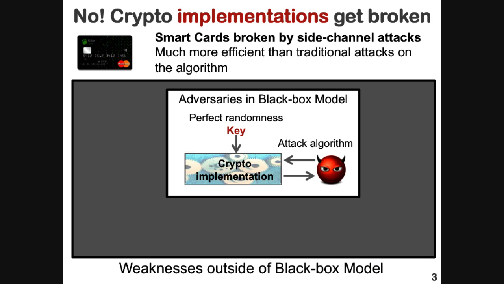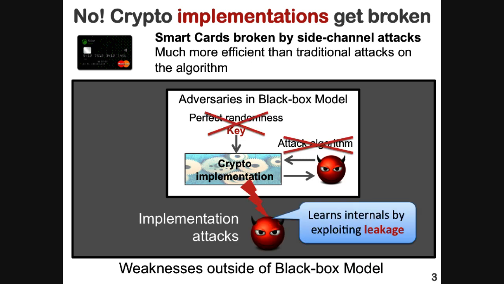There are many examples. So one important example, which is also the most important for this talk, is where essentially adversaries try to break smart cards. So they measure some side channel information and try to break the algorithm. And these side channel attacks are typically much, much more efficient than the traditional attacks against the algorithm.